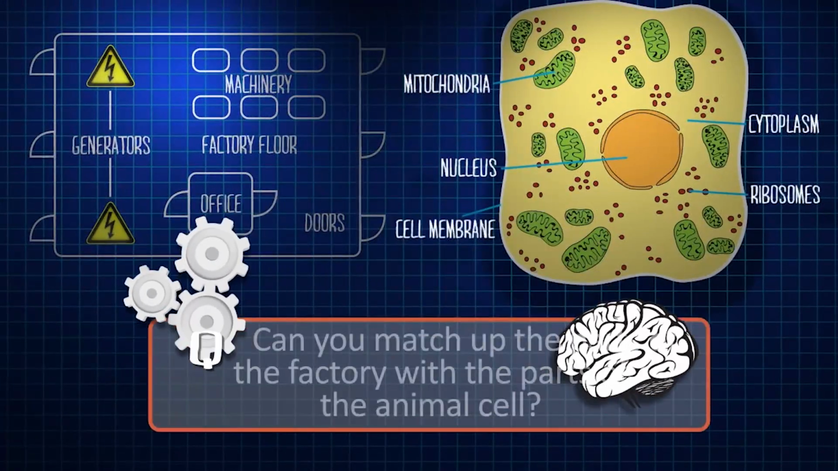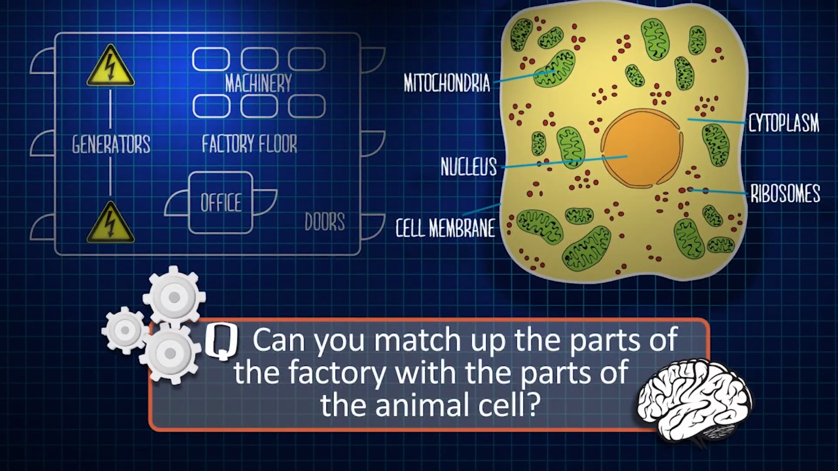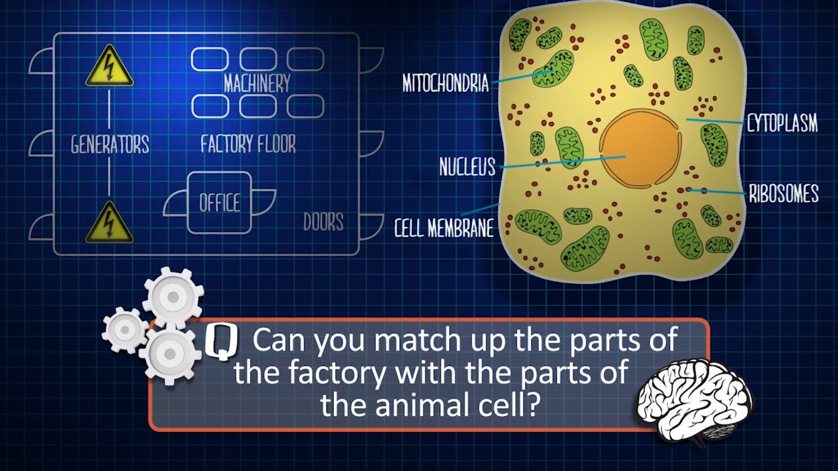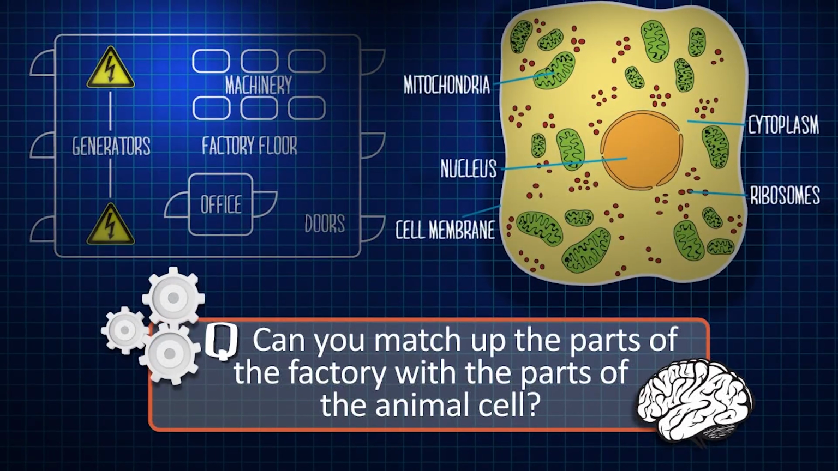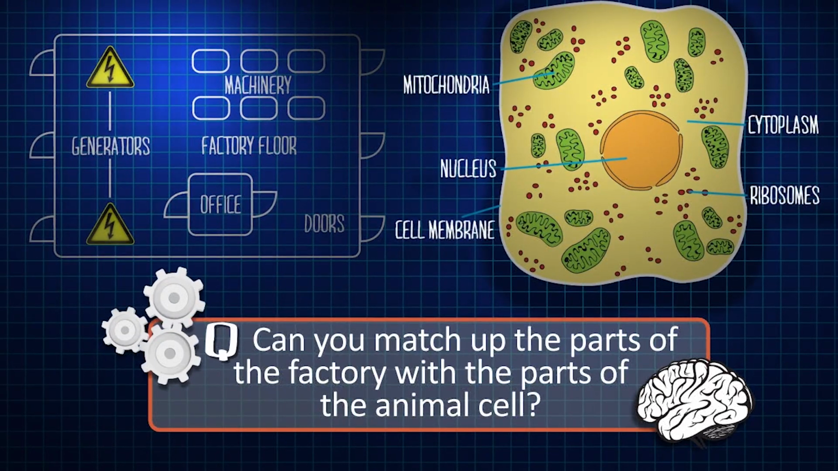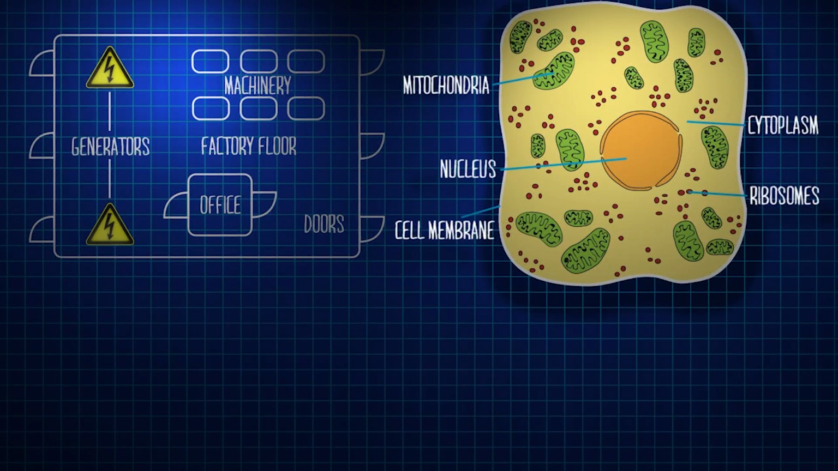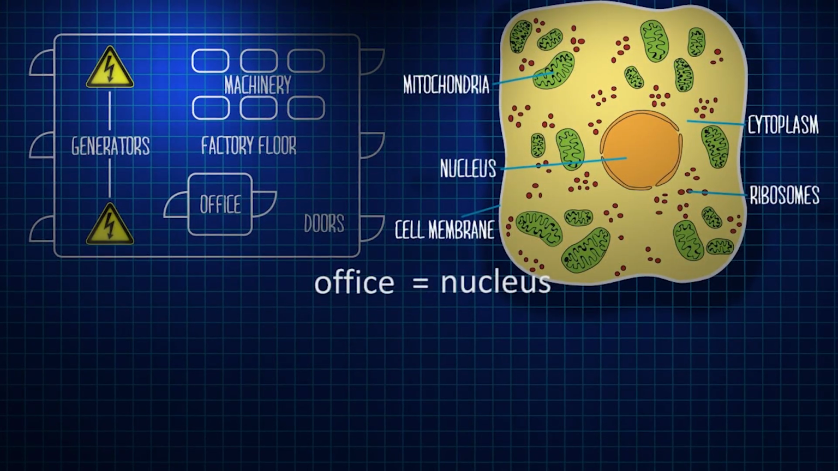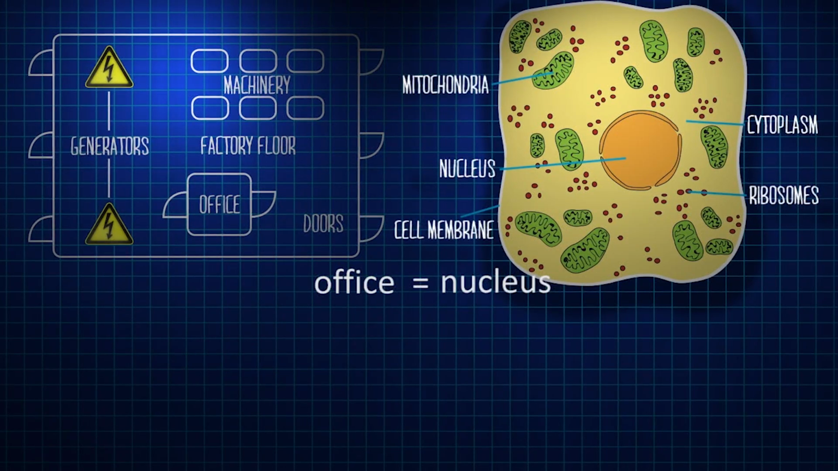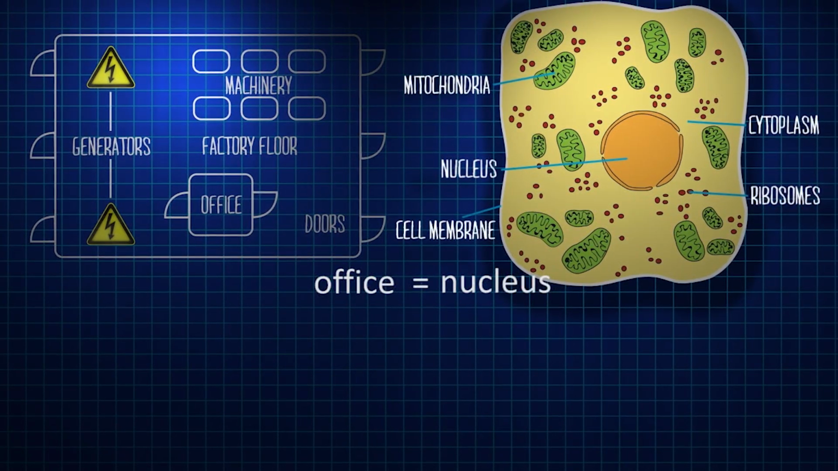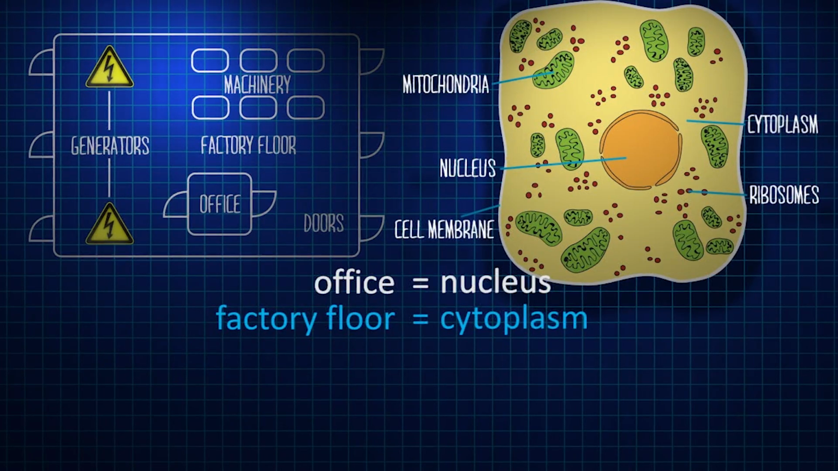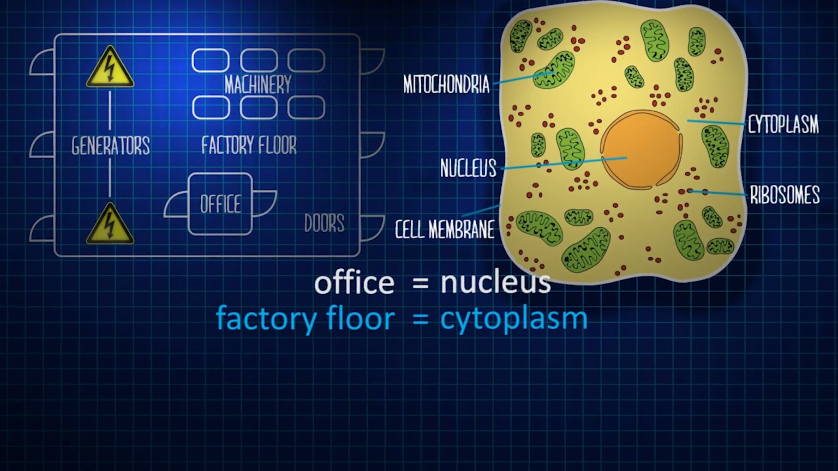Can you match up the parts of the model cell, the factory, with the parts of a real animal cell? Well, first of all, the office of the factory is a lot like the nucleus of the cell, controlling what the cell does. The factory floor is a lot like the cytoplasm. This is where everything seems to happen.